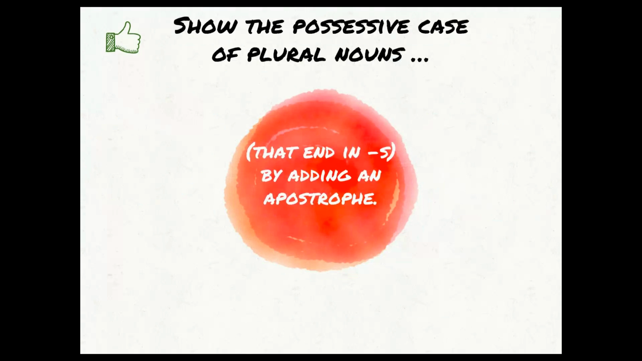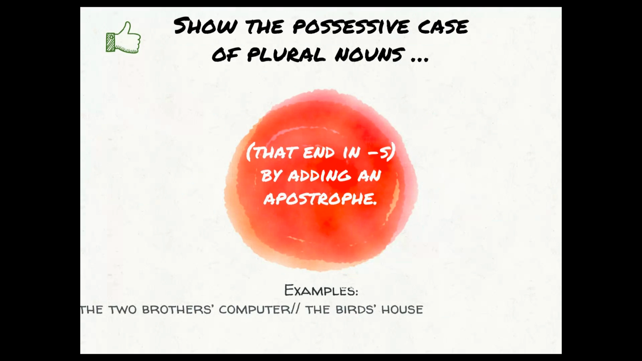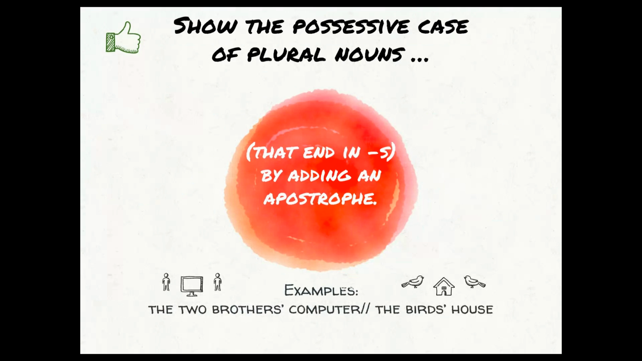Another way that we use apostrophes is to show the possessive case of a plural noun. And sometimes those plural nouns, most of the time in fact, already end in an S. So in this case, you just add an apostrophe. Here are some examples of that. The two brothers' computer, the birds' house.